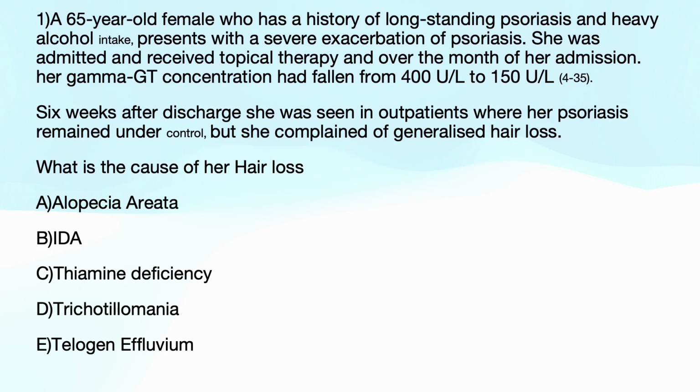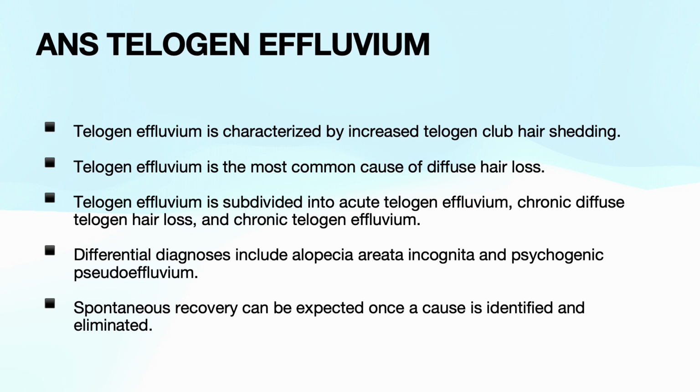Need to know here, if I go to that slide now. Yeah, telogen effluvium is characterized by increased telogen club hair shedding during the telogen phase. And like I also said, it's the most common cause of diffuse hair loss. It's subdivided further, but that's SE level, you don't need to know that.